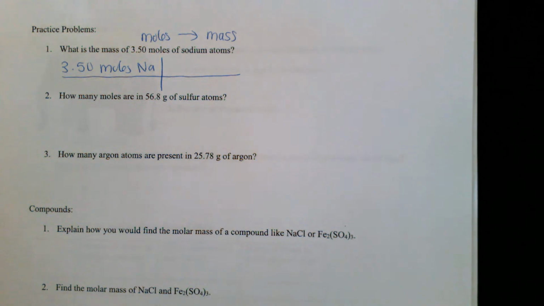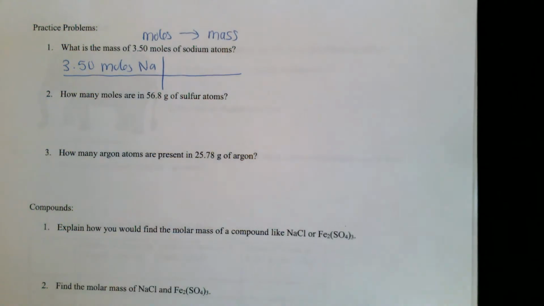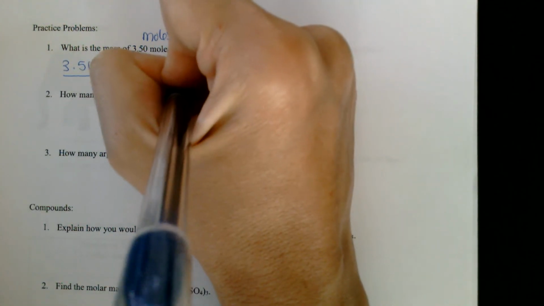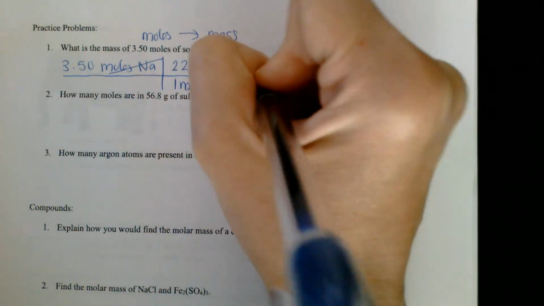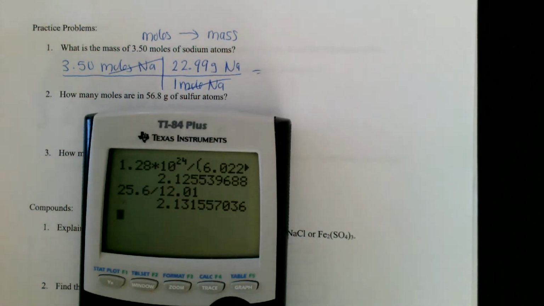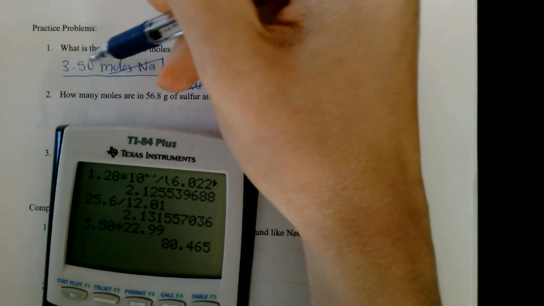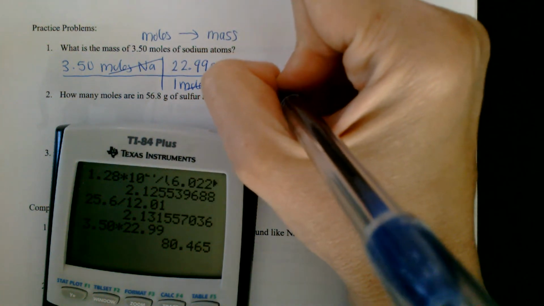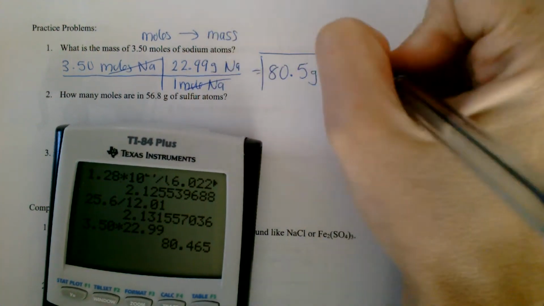We're going to look up our conversion factor here. Sodium is 22.99, so 22.99 grams of sodium for every 1 mole of sodium. So moles cancels. If we multiply through, 3.50 times 22.99 gives us 80.465. We had 3 sig figs, so we're going to do the same here. We'll call it 80.5 grams of sodium.